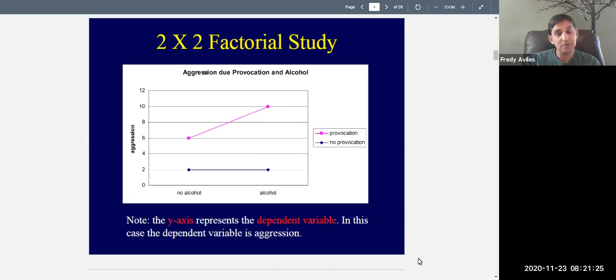So does alcohol increase aggression? Does alcohol increase aggression? It depends on whether you've been provoked. That's an interaction.